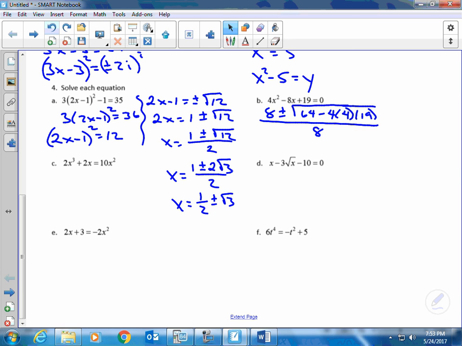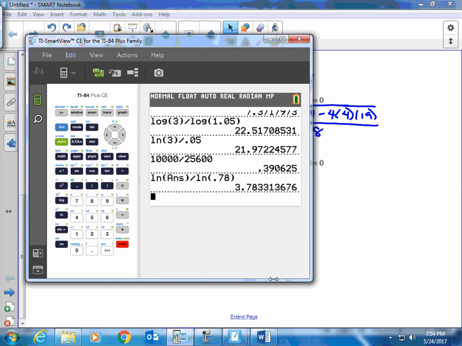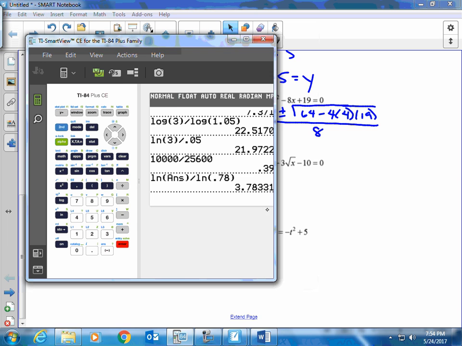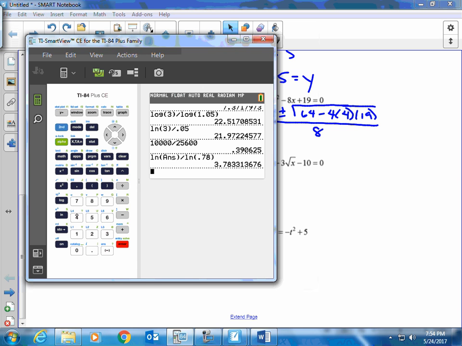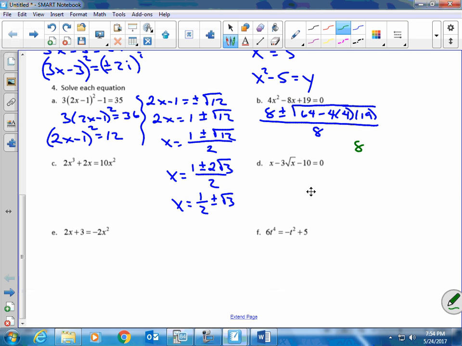I'm going to grab a calculator, though, to do the inside. So we get 64 minus 4 times 4 times 19. So inside I get a negative 240. So I have 8. I have 8 plus or minus the square root of a negative 240 all over 8.